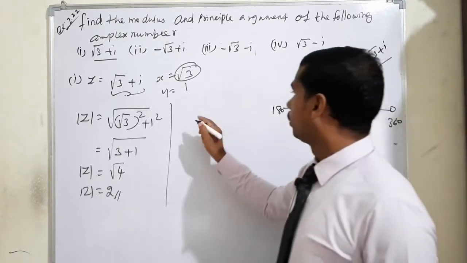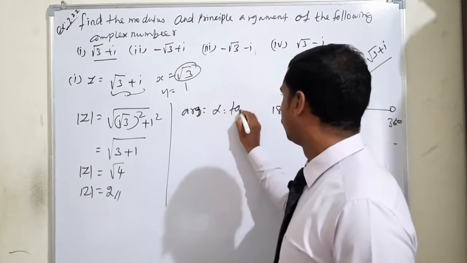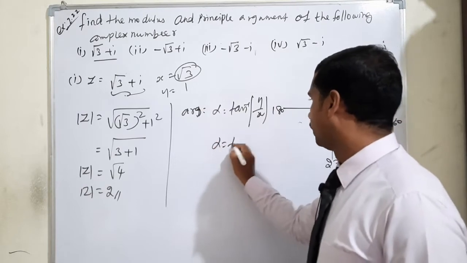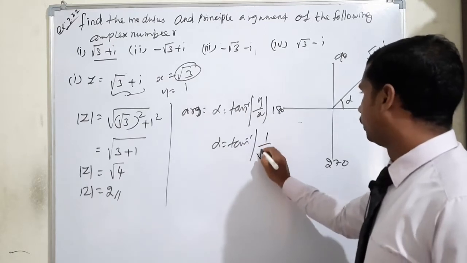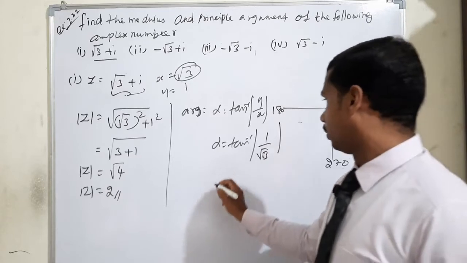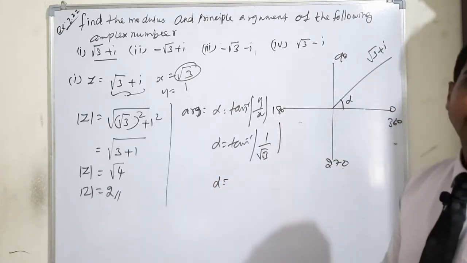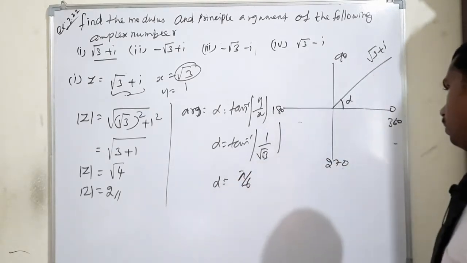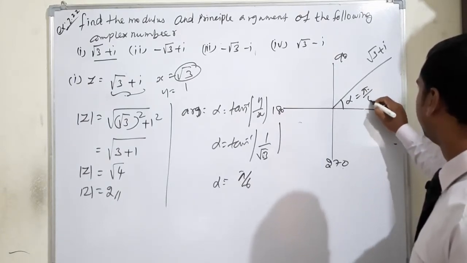Now how do we find alpha? That is the argument term. Alpha is equal to tan inverse of modulus of y by x. So alpha is equal to tan inverse of modulus of y, which is 1, over x, which is root 3, isn't it? So alpha is equal to tan inverse of 1 by root 3, which means tan 30 degrees. So tan 30 degrees means pi by 6. So alpha is equal to pi by 6.